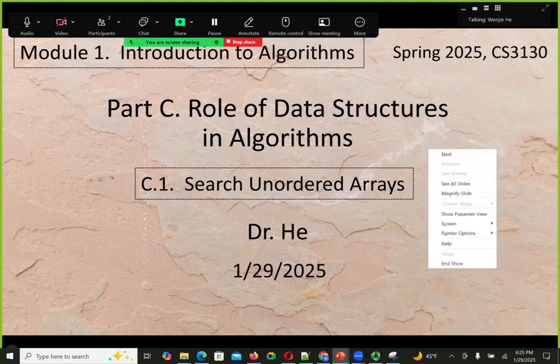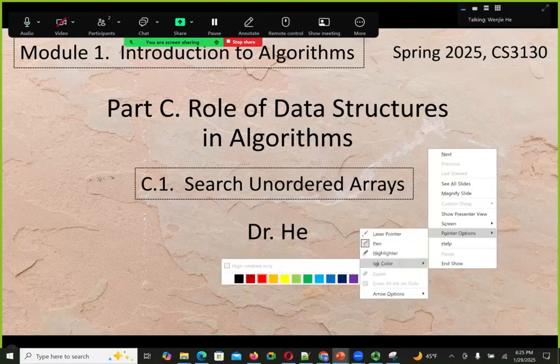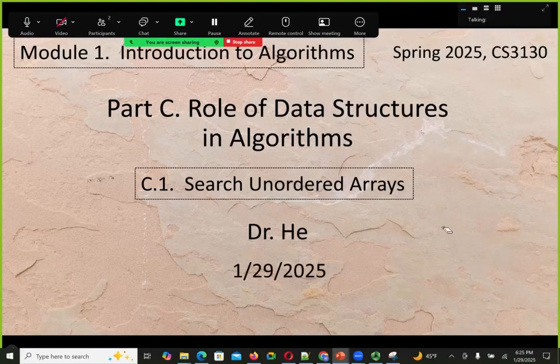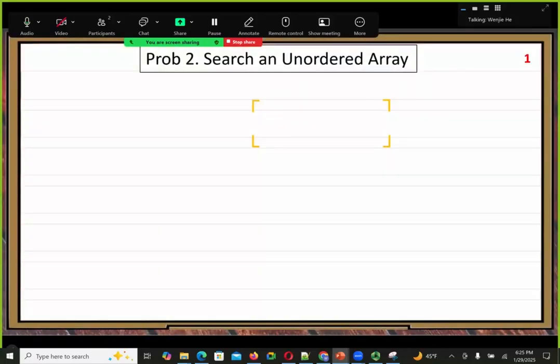Our last module is about advanced data structures. But here, we want to understand how the data structure can help improve the algorithm. C.1, search unordered arrays.